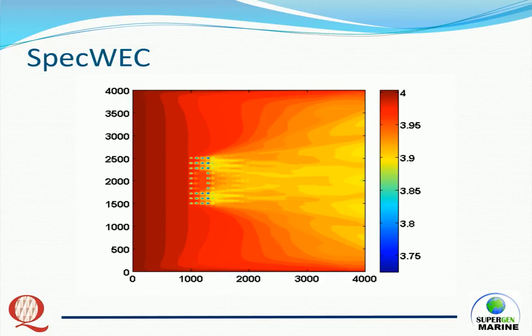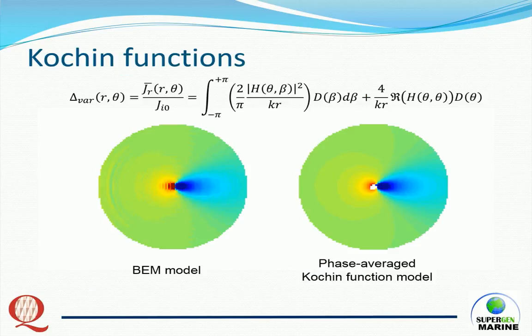This is actually the one slide about the work we've been doing recently on Cauchy functions. One of the parts of the spectral wave model is if we can represent the way that the waves are re-radiated and diffracted by each individual device, and we can more accurately represent the redistributed energy. And one of the questions we have is, how reasonable is the phase averaging approximation which we make within our phase averaged spectral wave model?